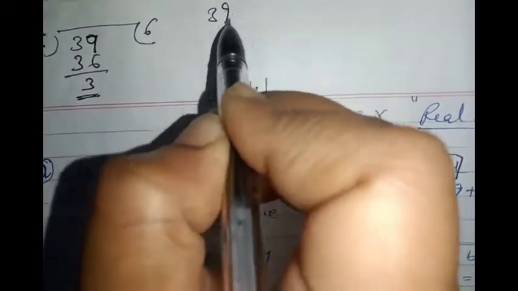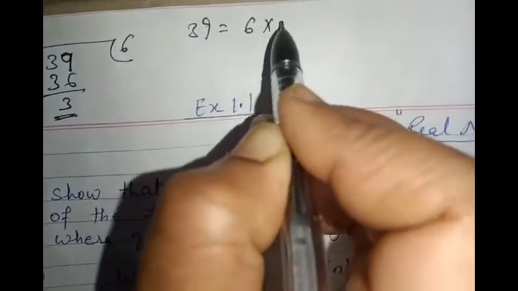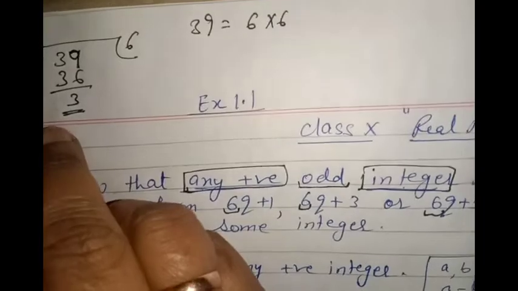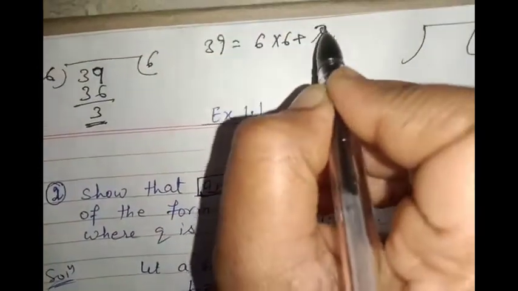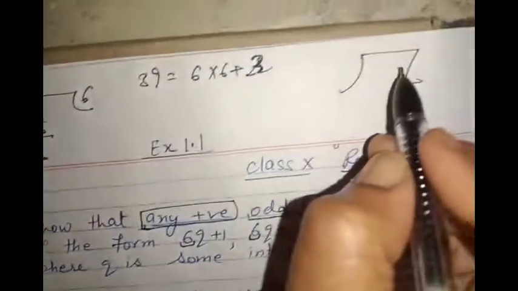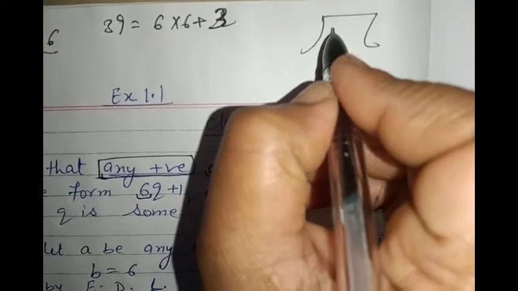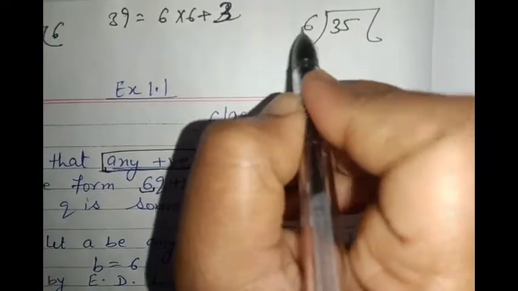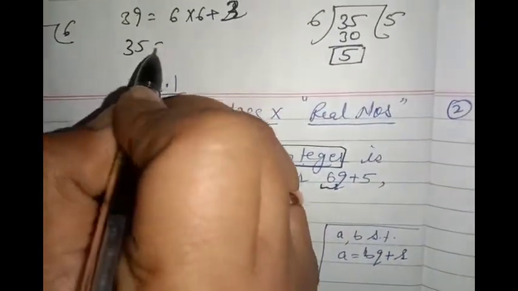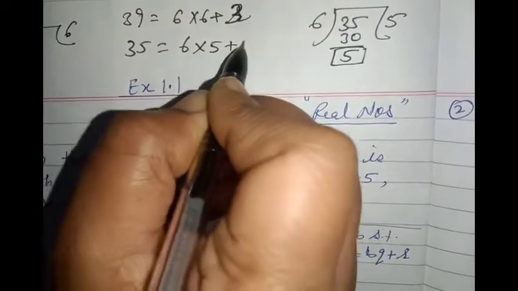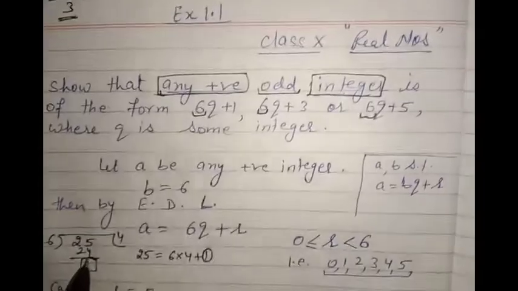It means 39 can be written as 6 into 6 plus 3, that is, bq plus r. Here r is 3. Take one more example. Suppose I take 35 divided by 6. 6 fives are 30. What is the remainder? 5. So 35 can be written as 6 into 5 plus 5. It means the remainder is 5, remainder 3 and remainder 1.